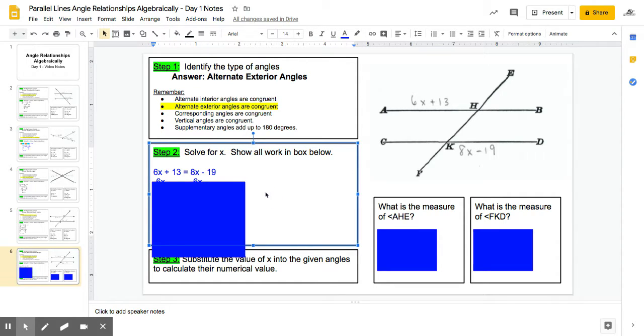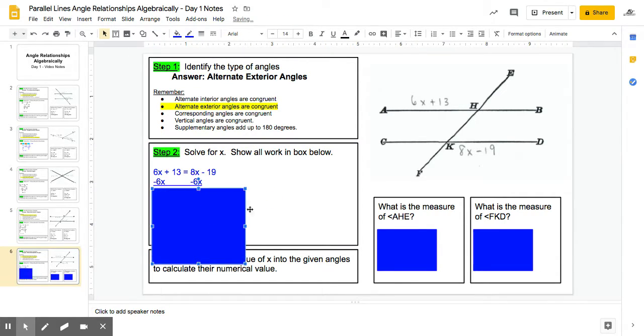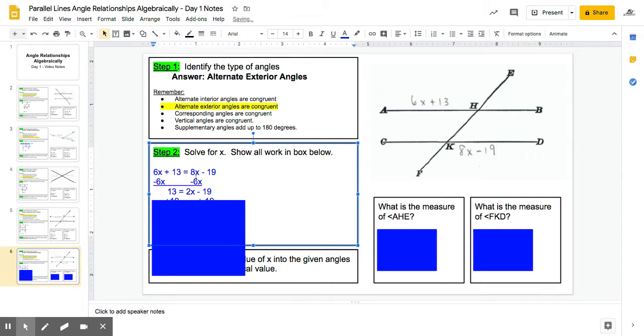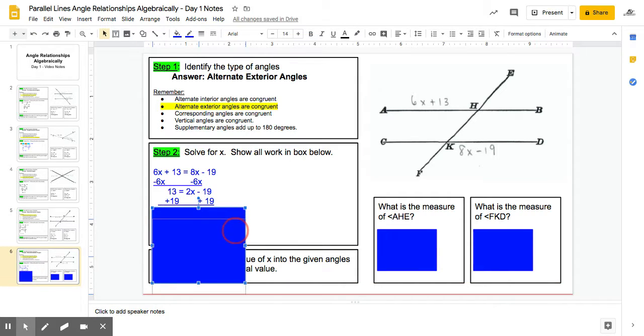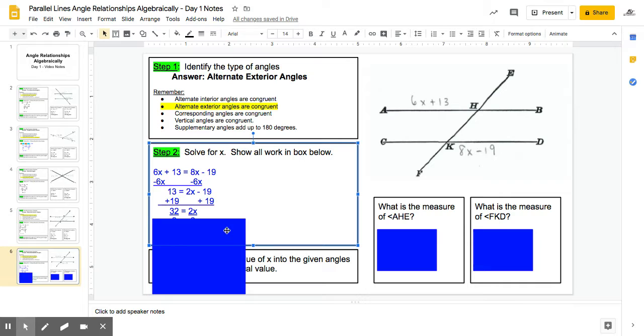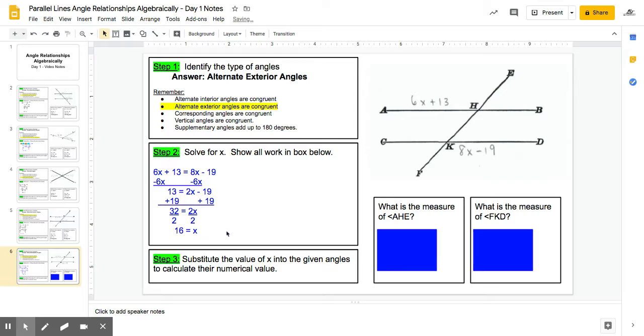I'm going to get all my variables on one side by subtracting 6x on both sides of my equation. The 6x's are going to cancel. I'm going to bring down the 13, bring down the equal sign. 8x minus 6x is 2x, and I'm going to bring down the minus 19. Okay, then I'm going to add 19 to both sides. 13 plus 19 is 32. I'm going to bring down the equal sign. I'm going to bring down the 2x, and the 19s are going to cancel. Then last but not least, I'm going to divide both sides of my equation by 2, and I get 16. So I know x is equal to 16.